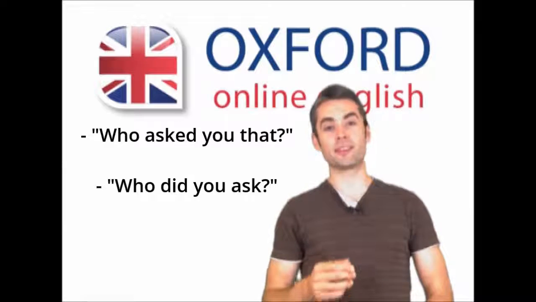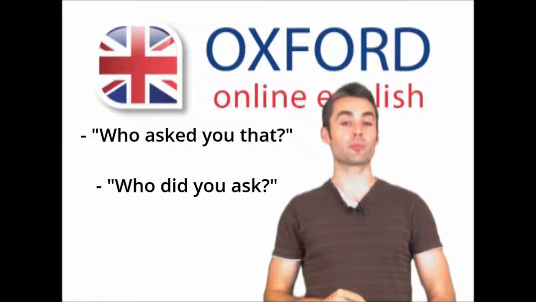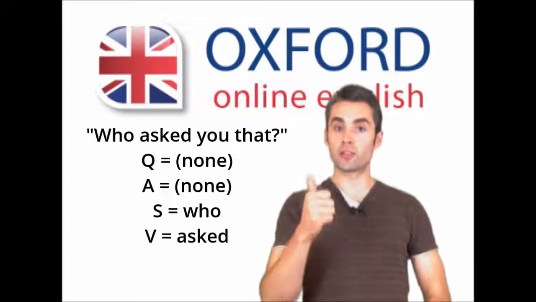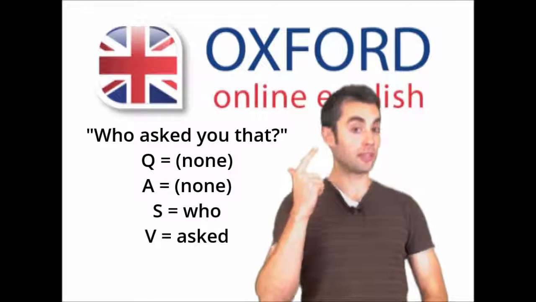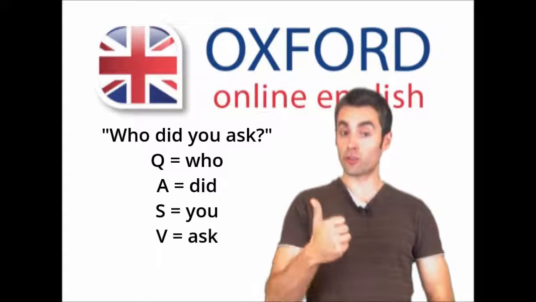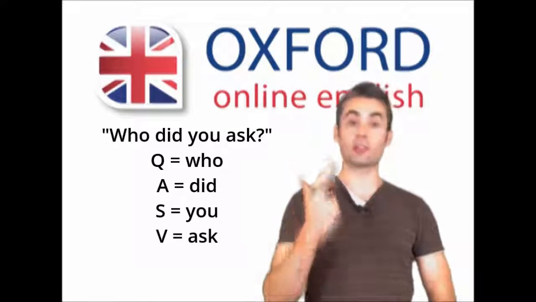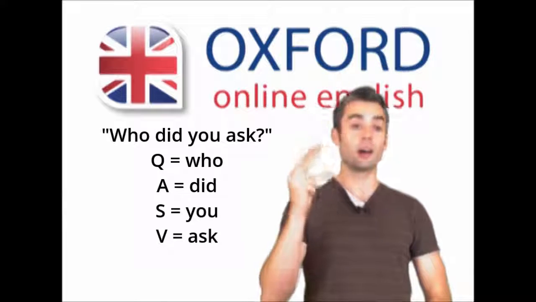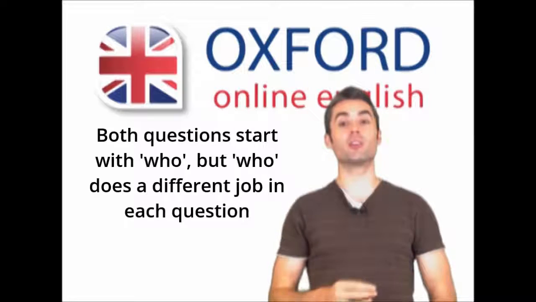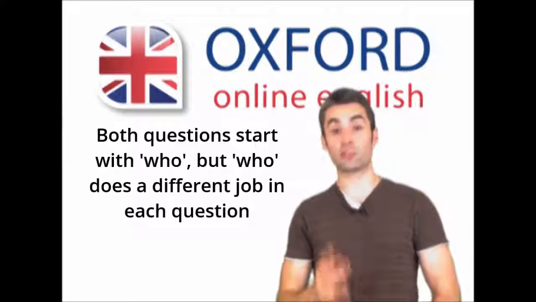Let's start with the QASV rule. So, who asked you that? Who is the subject, asked is the verb. Who did you ask? Who is the question word, did is the auxiliary, you is the subject, ask is the verb. So, who, in these questions, does a different job in each question.